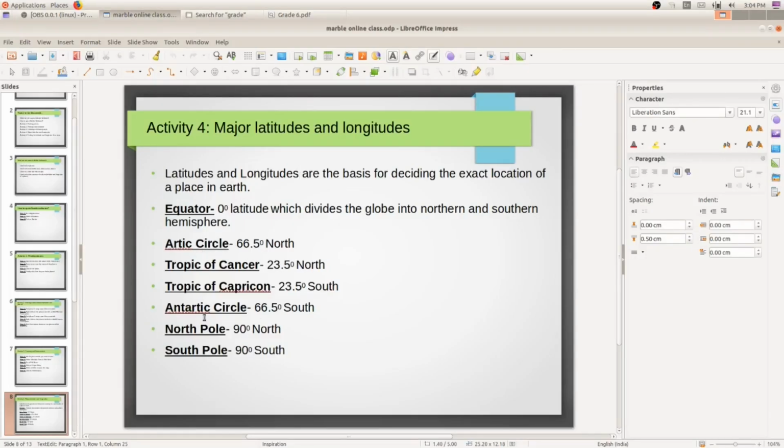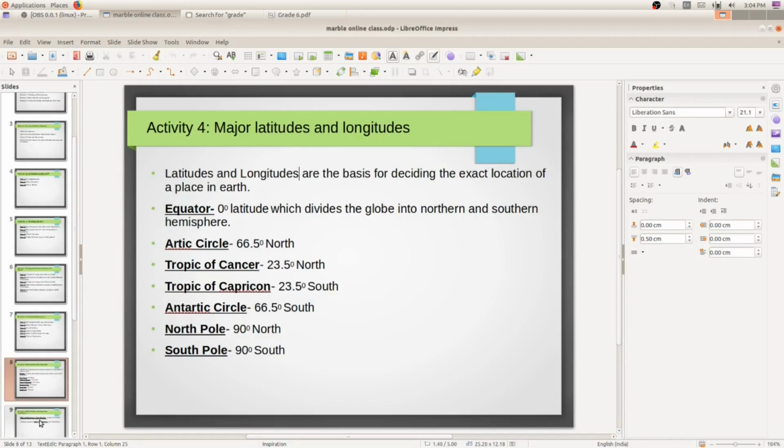So these are the major latitudes we are having. Equator at the middle, 0 degree. Arctic Circle and Tropic of Cancer in the northern hemisphere; you note down the degrees. Tropic of Capricorn and Antarctic Circle in the southern hemisphere; you note down the degrees. North Pole at the top, 90 degree north, and South Pole at the bottom, 90 degree south. So hope all are clear about the latitudes.